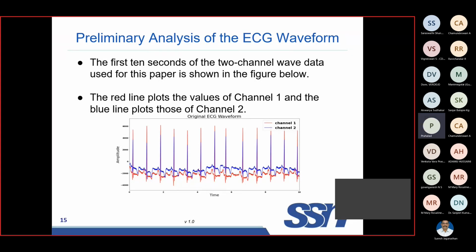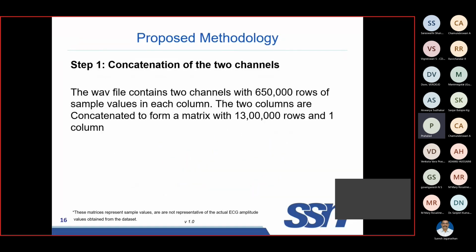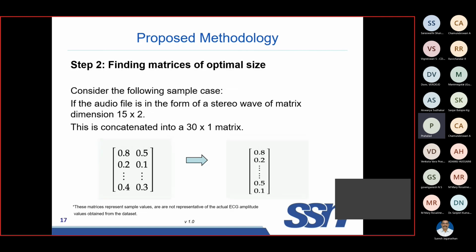The next thing that has to be done is to concatenate both of those channels in order to make a single channel. So the total file has 650,000 rows, and concatenating it would become over 13 lakh rows. So if this is the two-channel matrix that we have, it is concatenated into a single channel. The next thing is to find the dimension of the matrix which has the most optimal size.